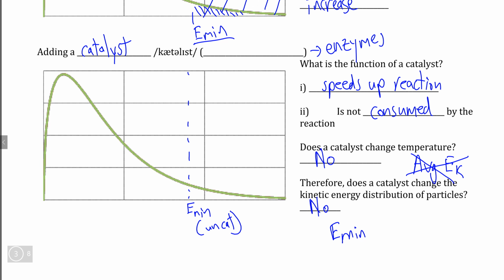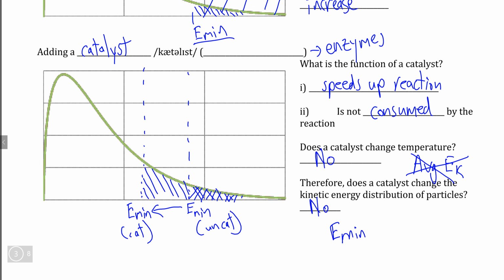So what a catalyst does is, through a number of different means, it takes the E min, the minimum amount of kinetic energy that is required to undergo a reaction, and decreases it. So this is what we can call the catalyzed E min. And if we compare the amount of particles that can undergo a reaction in the uncatalyzed situation, we see that it's much smaller than the amount of particles that can undergo a reaction with a catalyst present.